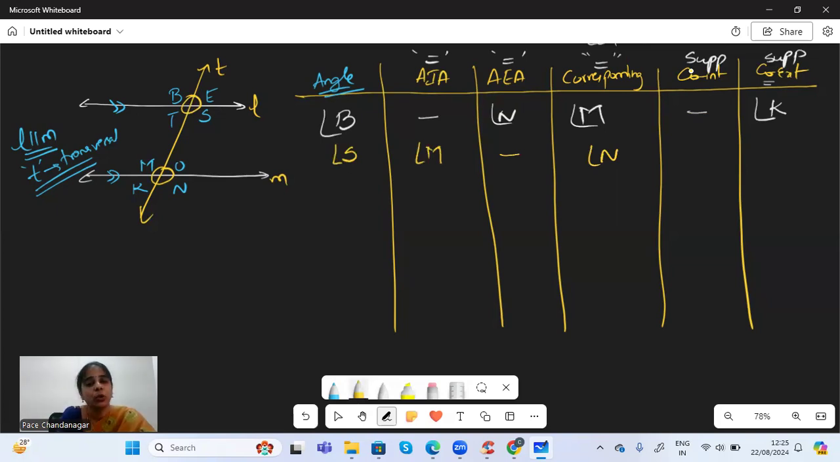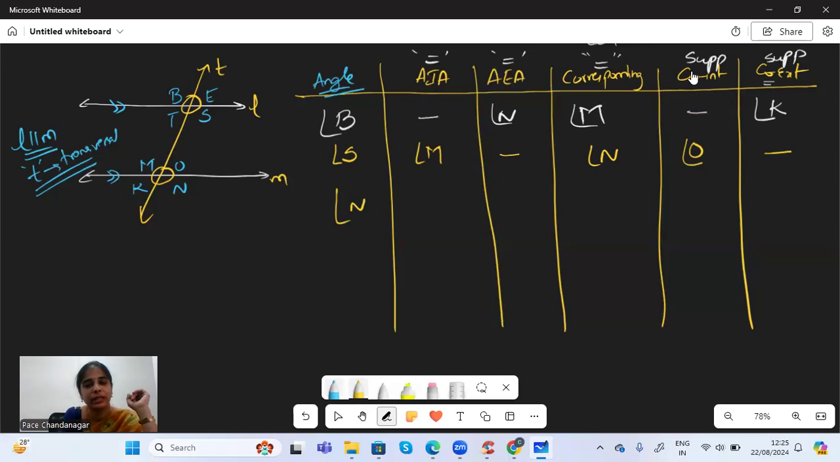Now coming to the co-interior angle. S being an interior angle, yes, it will have a co-interior angle. And what is a co-interior? Same side interior will be S and O. Clear with that? So S and O, and S plus O will be equal to 180. Now S being interior, it will not have a co-exterior angle. Is that clear?